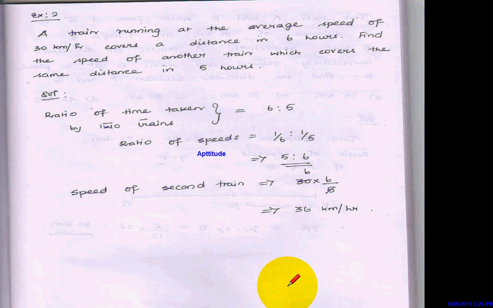See, 6 is the ratio. Or else from the first equation also we can calculate. See, 30 km per hour is the speed, that is 30 into 6 by 5. Cancel it, you will get 36 km per hour. That is the speed of the second train.